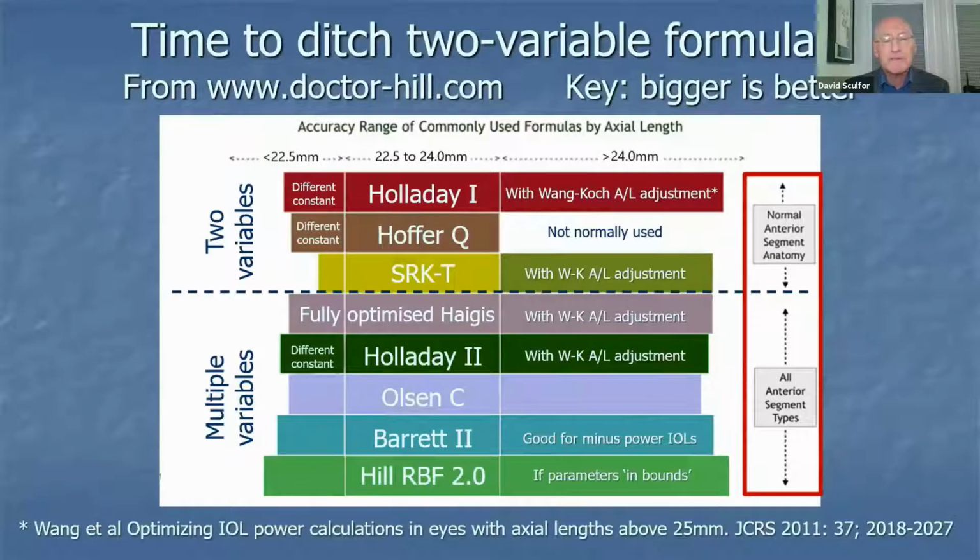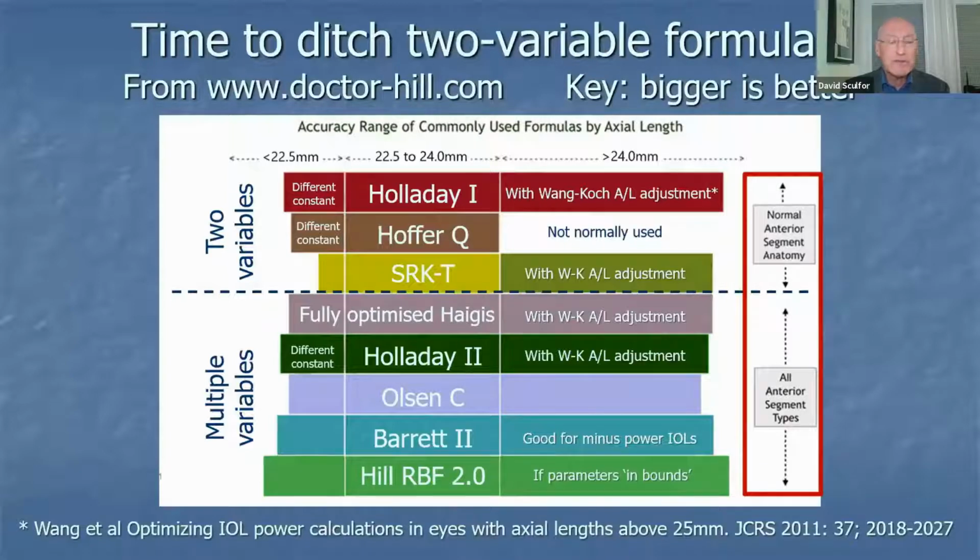Graham Barrett with his Universal 2 formula. Graham has done some fabulous work on biometry, gets some excellent outcomes. And the great thing about the Barrett formula is that it's really good across the entire range. So you don't need to use different constants, you don't need to make adjustments to the axial length, so it works for long eyes. It even works down into the minus powered lenses, which a lot of the formulas really start to struggle with, and that's because it adapts to the lens power.